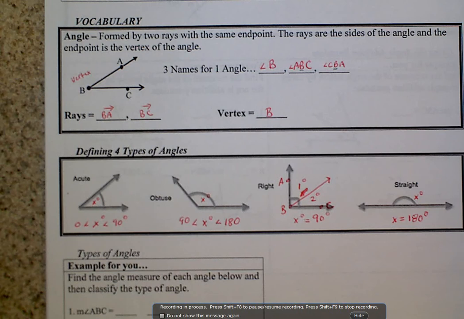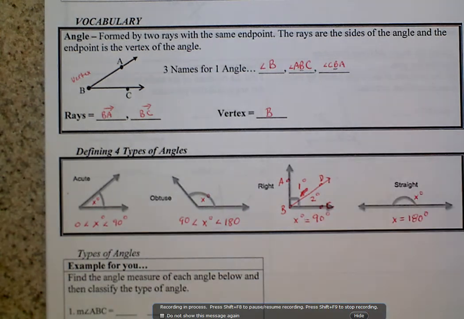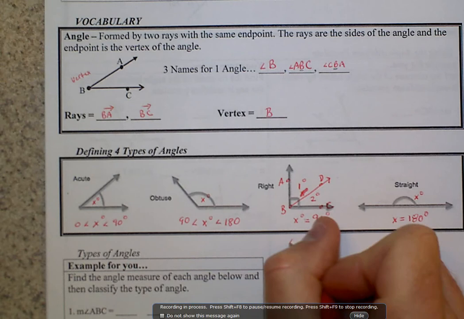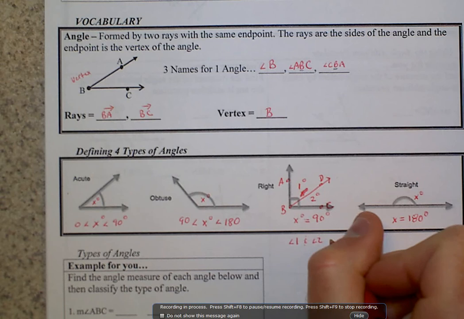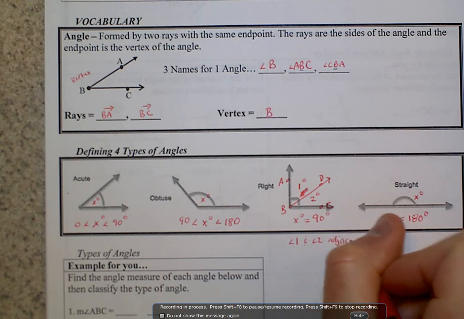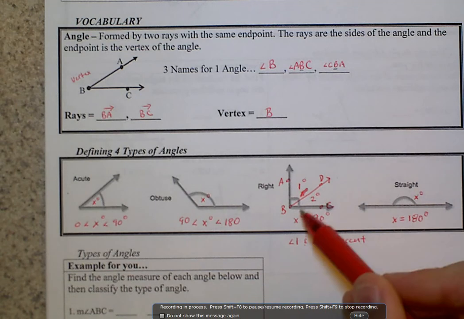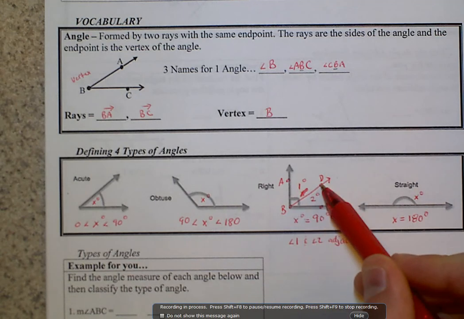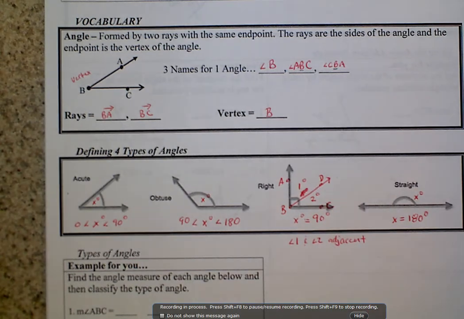So angle 1 and angle 2 would be an example of adjacent angles. I'm actually going to put a fourth point out here and call it D. So you could say that angle 1 and angle 2 are adjacent. And the reason you know that is because they share a common ray. Here's BD. Angle 1 and angle 2 both share ray BD. So that would be considered adjacent angles. They're next to each other.